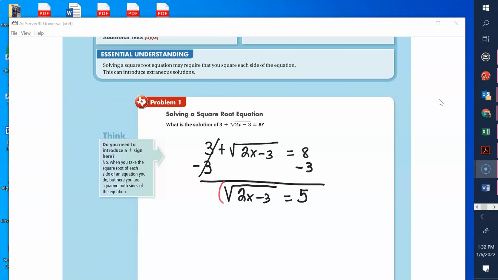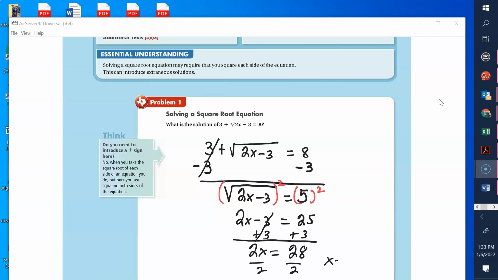Yeah, you're going to have to square the left side and square the right side. So what do you have now? 2x minus 3 equals 25. Our next step? Add 3. What happens when you have 3 minus 3? What do you have left? 2x and then 25 plus 3? 28. Divide by 2. So what does x equal?